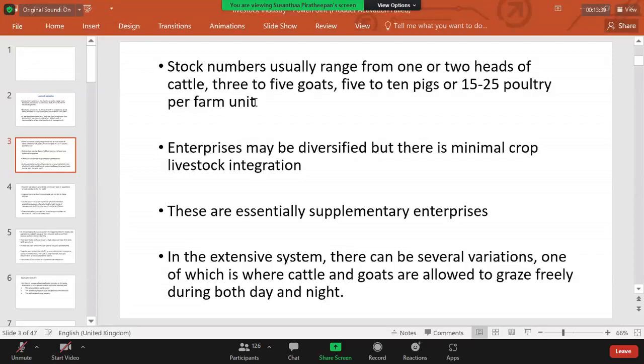Enterprises may be diversified, but there is minimal crop livestock integration. There are essential supplementary enterprises. In the extensive system, there can be several variations, one of which is where cattle and goats are allowed to graze freely during both day and night. So this is what I explained. In the extensive system, you have the cattle or whatever the breed. Even in poultry, we have this extensive system, limited but extensive. You can have improved, good breeds of animal. You allow the animal to graze freely during daytime and nighttime. You are not having any restriction in an extensive system.